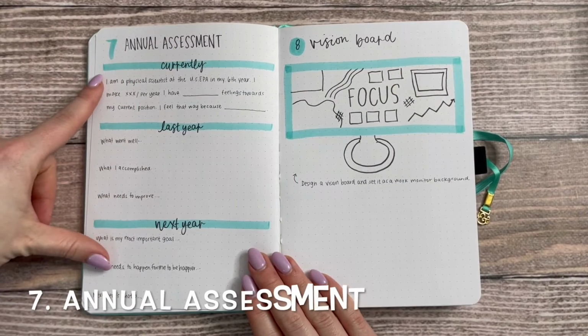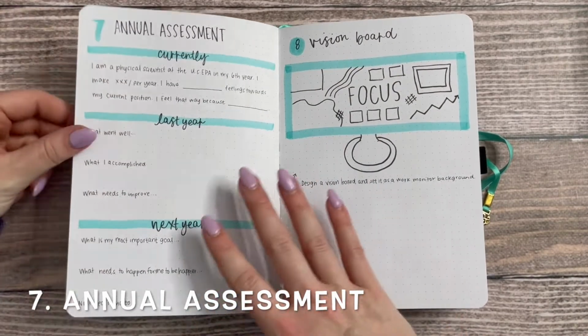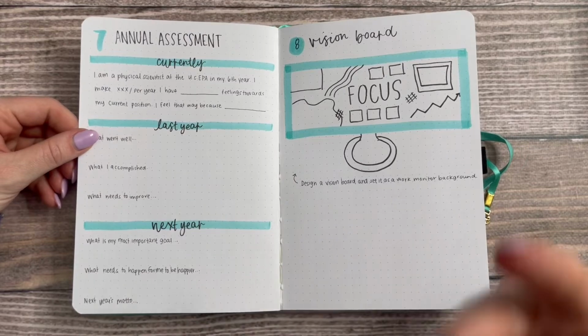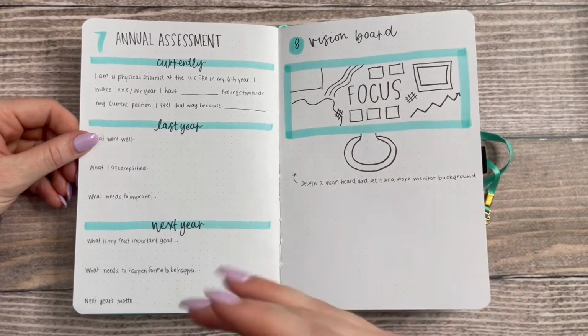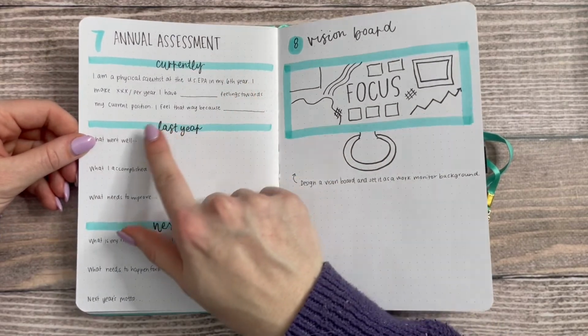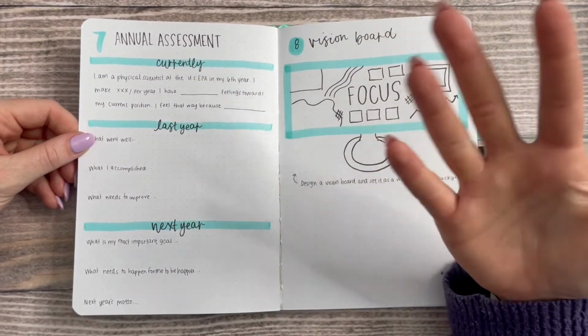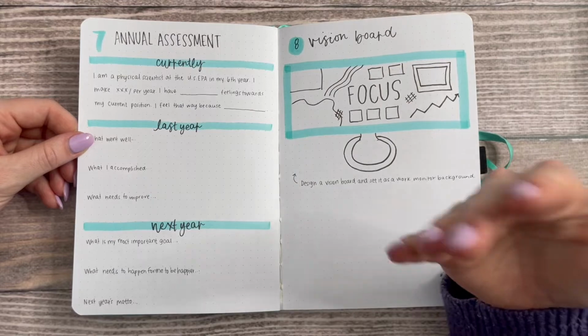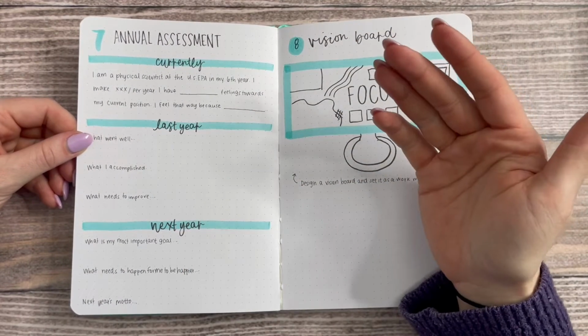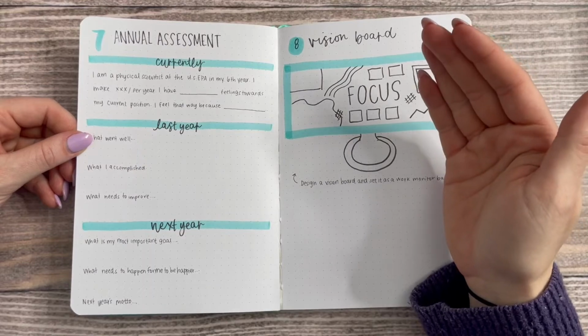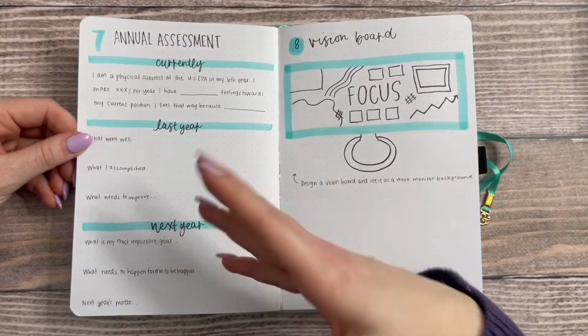Number 7 is an annual assessment. So this is some basic language, but you can actually look up and Google different types of annual assessments. For example, I have a currently section where it says, I am a physical scientist at the US EPA in my 6th year. That is my actual circumstance right now. I make XXX per year. I have blank feelings towards my current position, and I feel that way because blank.